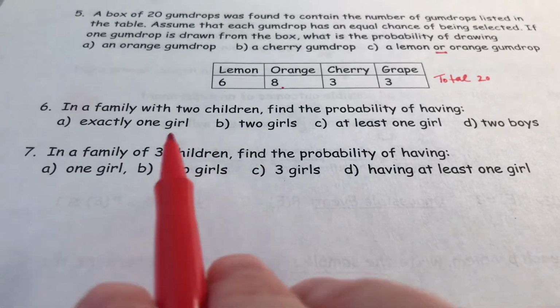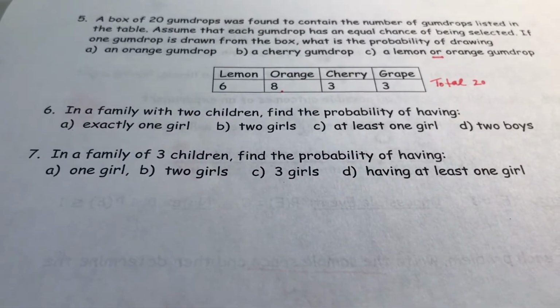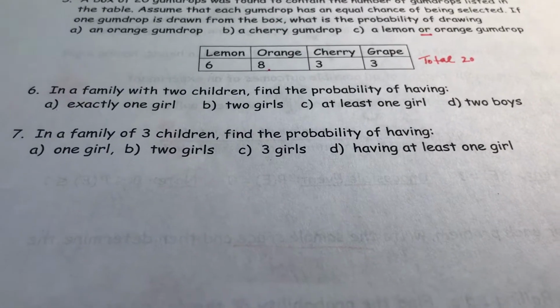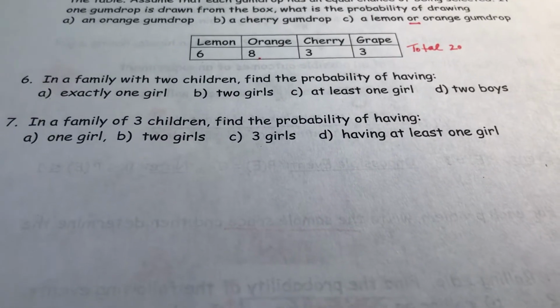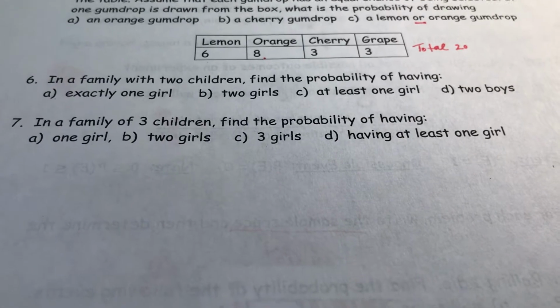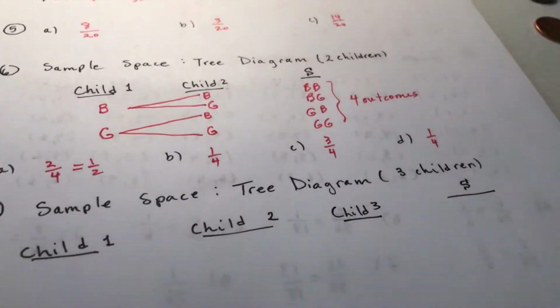Last time we did 2 children. Let's see what happens to the sample space when you have 3 children. You can already think of it. You could have a boy, girl, girl. You could have girl, girl, girl. You could have girl, boy... It's a much bigger space than 2 children.